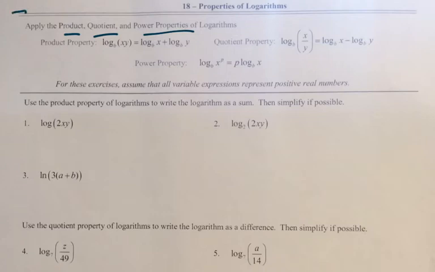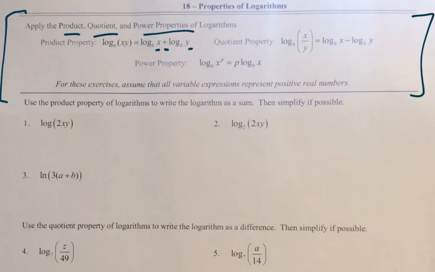This little section right here actually gives you each of those properties. The first one states for the product property that the log base b of a product is equal to the sum of the logs of each of the individual parts of the product. So with the product property, we're actually looking at a product translating into a sum.